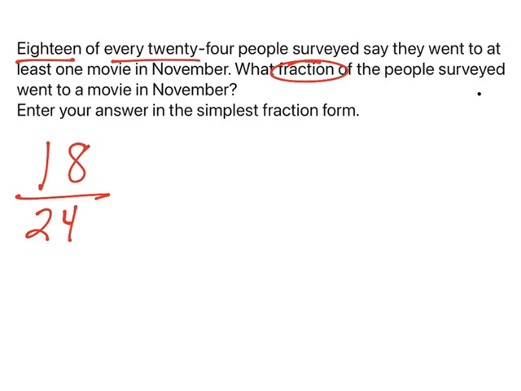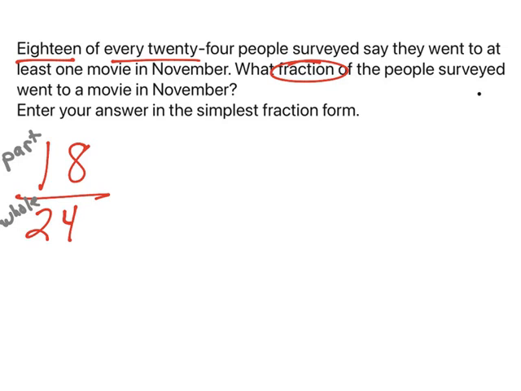We want to think about ratios as part of the whole. So the whole piece is going to be on the bottom. So since 24 people is the whole, 18 is part of that, our ratio is 18 over 24. Now that's kind of the basic fraction.